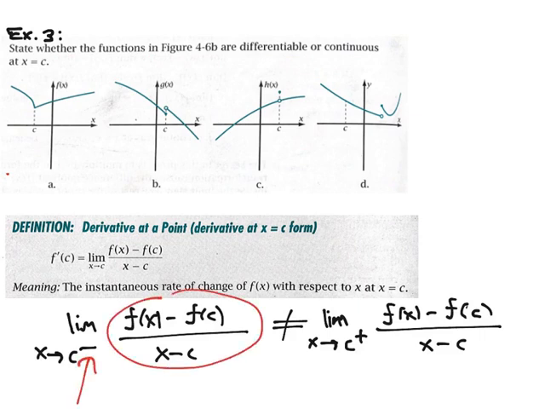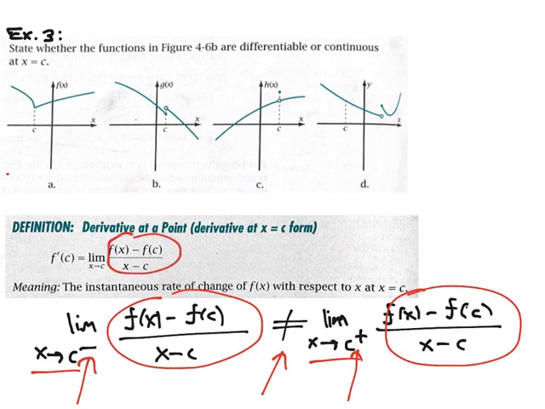because the left-sided limit of the difference quotient as x approaches c from the left will not equal the right-sided limit of the difference quotient as x approaches c from the right. And because the two one-sided limits of the difference quotient are not equal to each other, the two-sided limit from the definition does not exist, and therefore the function is not differentiable at x equal to c.